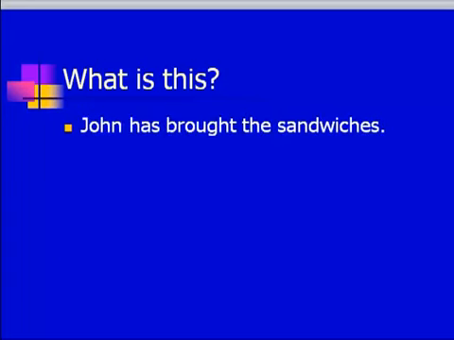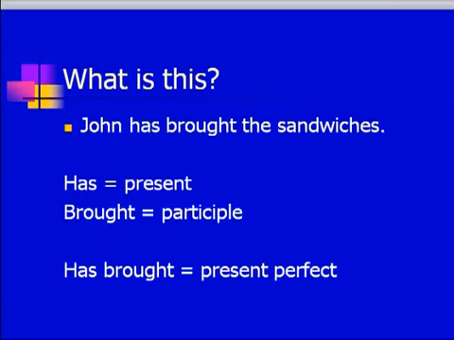Let's try another one. John has brought the sandwiches. Okay, has is a present tense form of to have, and it's followed by brought, which is a participle form. So together they form the present perfect. And you know, John has brought the sandwiches. The actual event of him bringing the sandwiches could have happened this morning. Say it's afternoon when we're talking. Why do we then use this present perfect form?